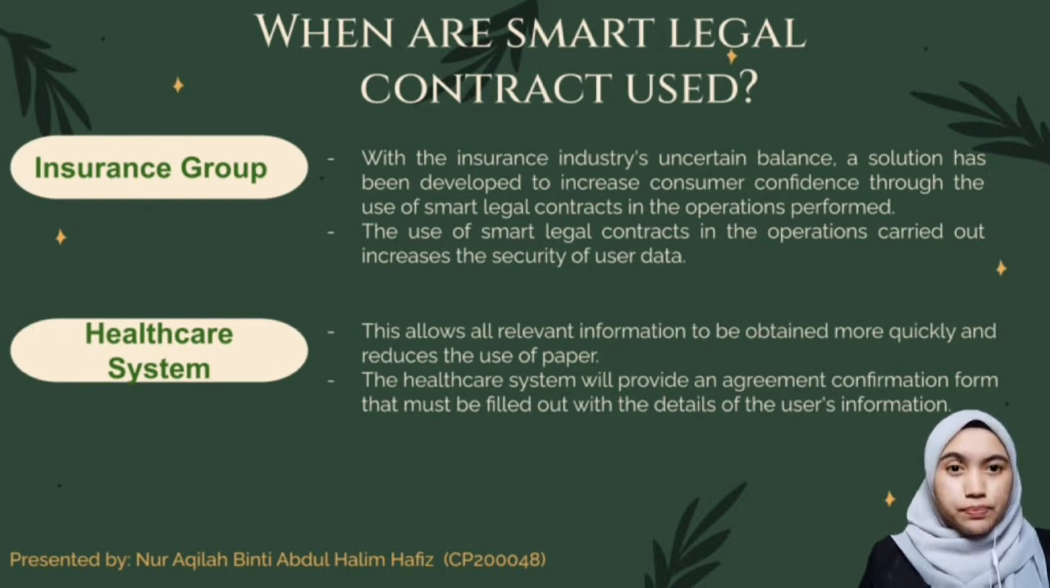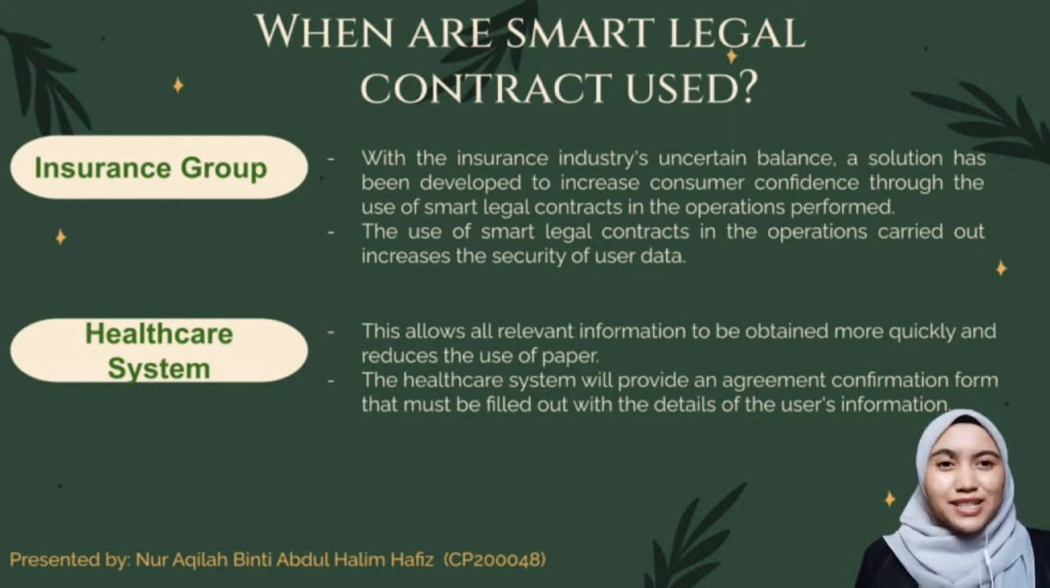First, insurance group. With the insurance industry's uncertainty, a solution has been developed to increase consumer confidence through the use of smart legal contract in their operation. The use of smart legal contract in the operation increases the security of user data. Transactions facilitated by smart legal contract running on a blockchain are validated by the network user consensus rather than a trusted intermediary. This allows consumers to avoid committing to transactions that raise doubt.